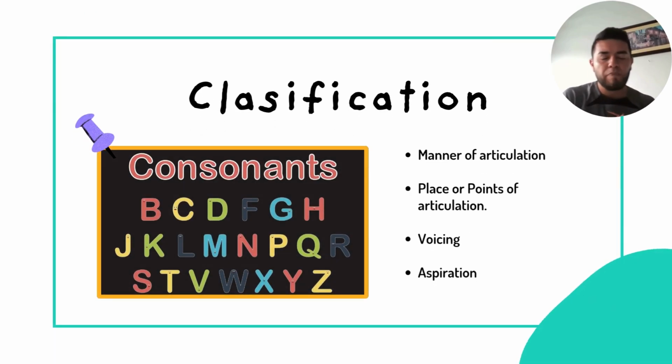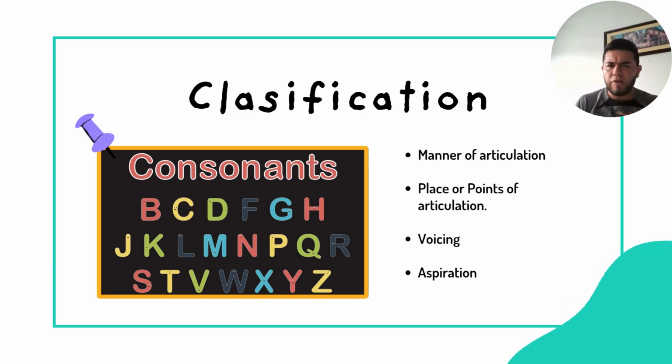In the same speech, let's talk about the classification of the consonants. We have actually three important ones, and we can also talk about aspiration. The first one is the manner of articulation. The second is the place or point of articulation. The third, which is really important, is the voicing, right? We are going to talk about the vibrating through our throats, and aspiration.